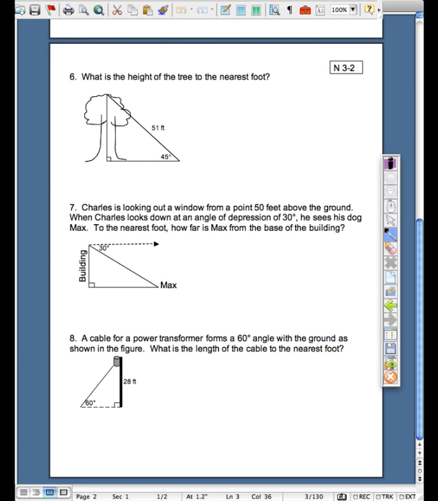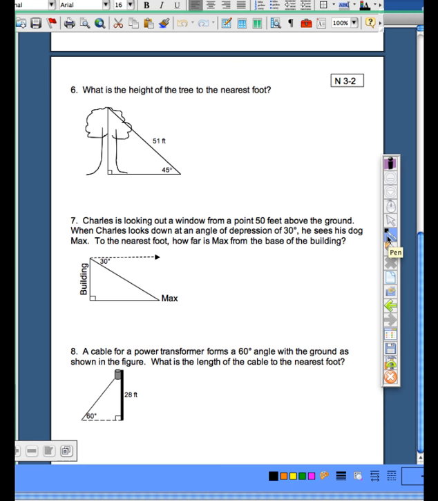What is the height of the tree to the nearest foot? Well, we're lucky. We've got a 45-45-90 triangle here. We're given the hypotenuse. So this here, 50, is equal to x times the square root of 2. And this is x, and this is x. So height and distance from the tree are the same. So x times the square root of 2 is equal to 51. So we're going to divide by the square root of 2 to solve it.